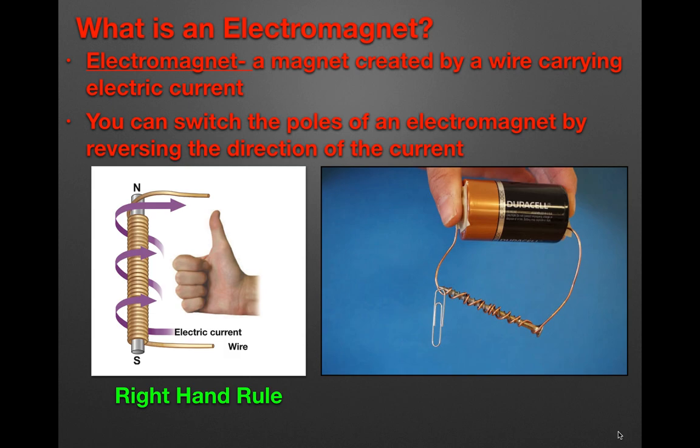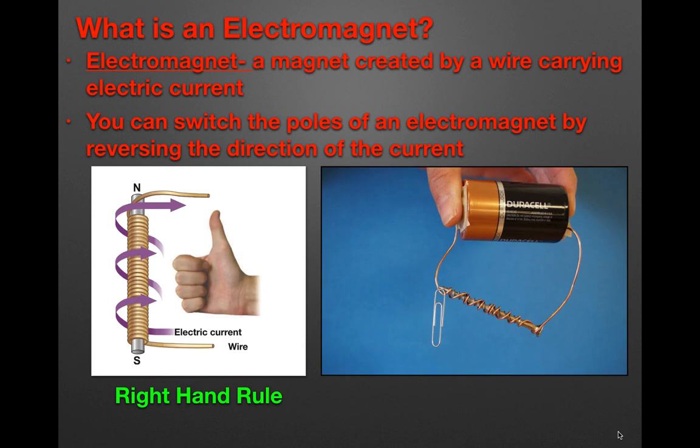You can see in the picture here on the slide, on the right-hand side, I have a battery, I have wire, I have what looks like a nail in there, and you can see it's actually picking up that paper clip. So I created a magnet with that nail just by sending electric current through it. And that's really all an electromagnet is.